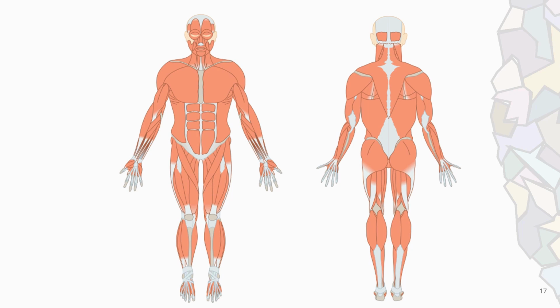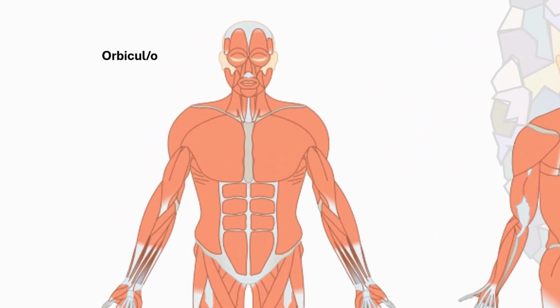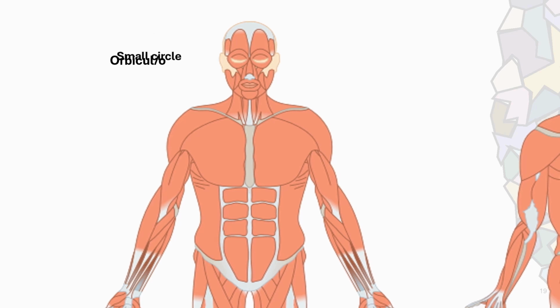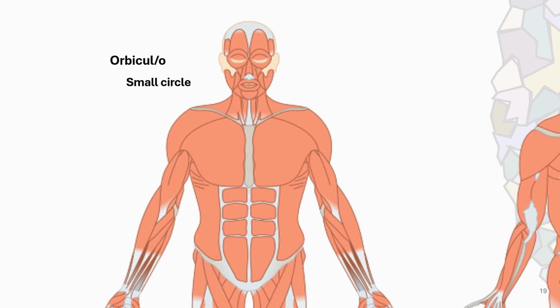All right, so let's take a peek. If you look on your word list, the first term we're going to look at is orbiculo. Orbiculo means to circle around. Orbicularis means that small circle. And so we're going to take a look at the face. There's a couple of muscles in the face that use this term as part of the name of the muscle.